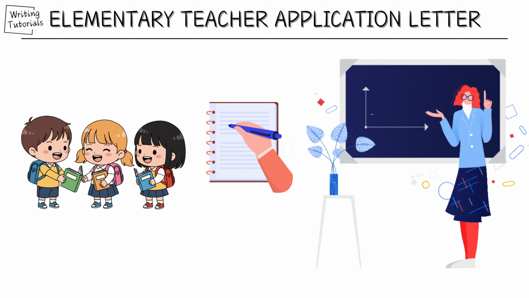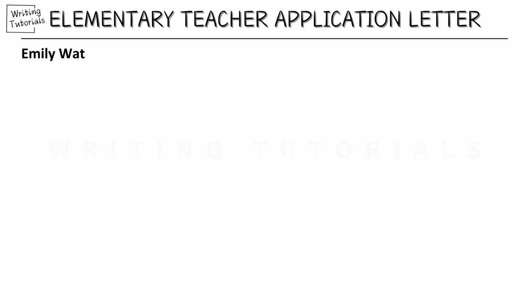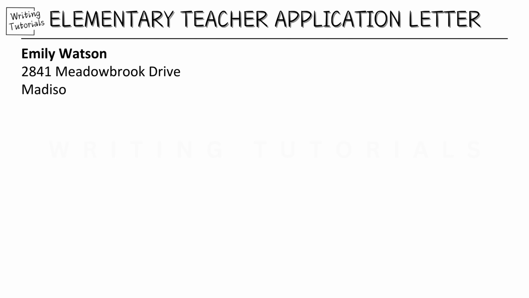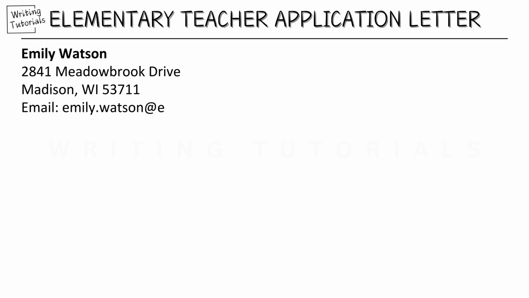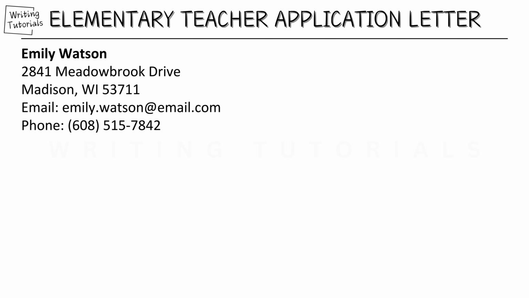Now, let's walk through the letter from top to bottom. We begin with the sender's details at the top of the letter. This part includes your full name, your complete address, your email address, and your phone number. This information tells the school who you are and how they can contact you easily. Even though your resume has these details, you still need to include them in the letter because a professional letter must be complete on its own.